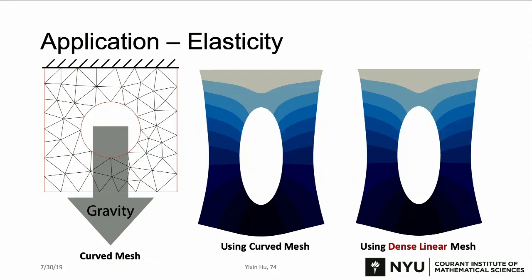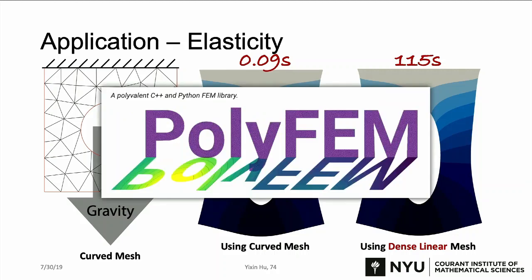We also performed an elasticity simulation example on our curved mesh and a dense linear mesh, which is regarded as ground truth. By comparing the middle image and the right image, we can find that our result is visually similar to the ground truth. However, the simulation on the dense linear mesh is 1,000 times slower than our coarse curved mesh. The linear mesh takes around 2 minutes, while our output only takes 0.1 seconds. For all simulation examples, we use the library PolyFEM to solve the PDEs.